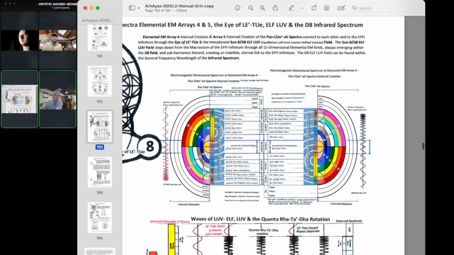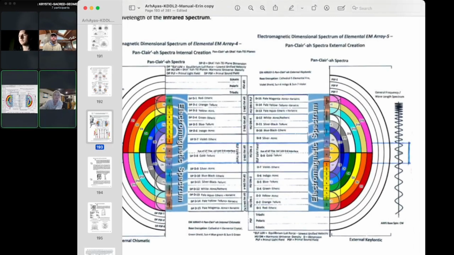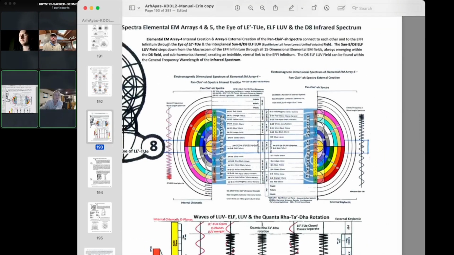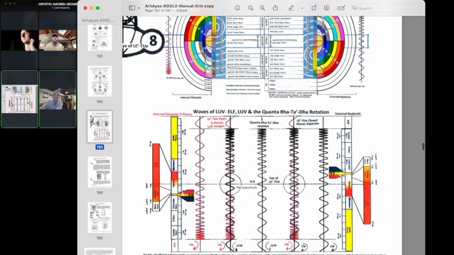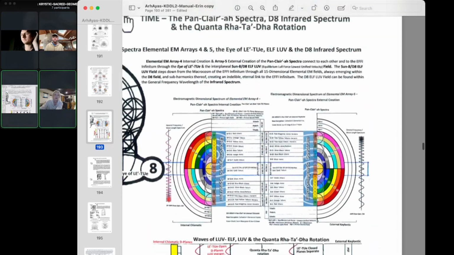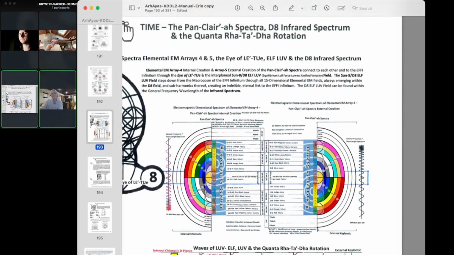Oh, and just as a side note, this is also what made me want to look into infrared saunas, because it's the infrared spectrum that this D8 elf love field is riding on, is found within. I did not know that. That's really cool. So yeah, I've been using the infrared sauna now for a while, and I really love it. But also infrared is something real quick. Yeah. That elaborates on this.